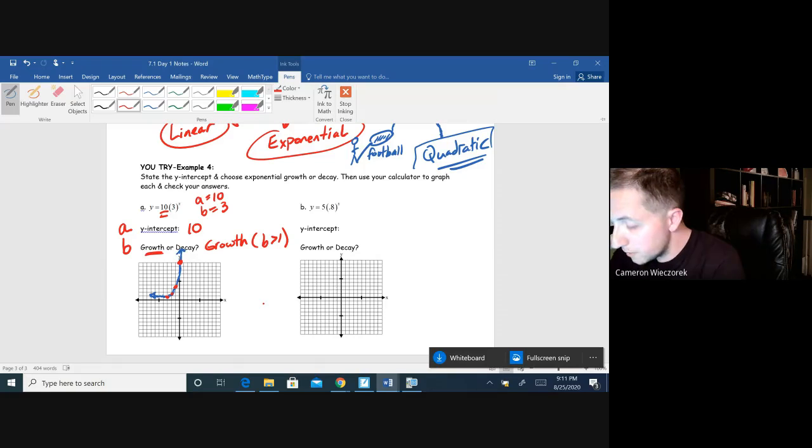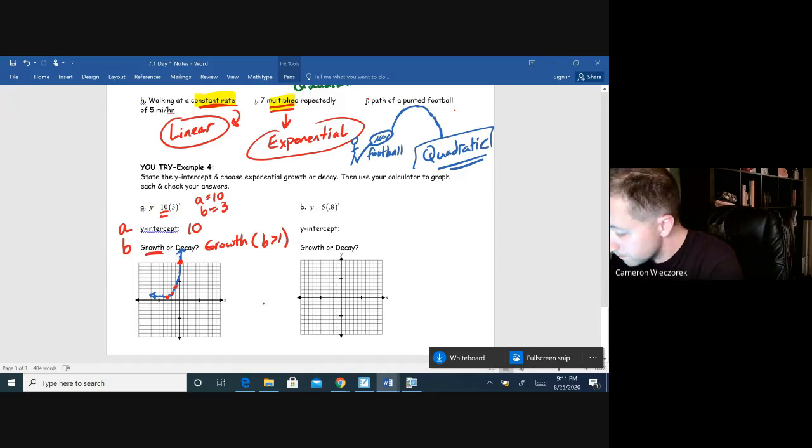All right, so hopefully you've had a chance to try and work through that one. For part B, let's label first. My A value in this one is 5, and my B value is 0.8. Make sure you notice there's a little decimal place right there. So the y-intercept, remember, is your A value. So the y-intercept in this one's going to be at 5. Okay. Or if you want to write it as an ordered pair, you can write it as 0, 5.